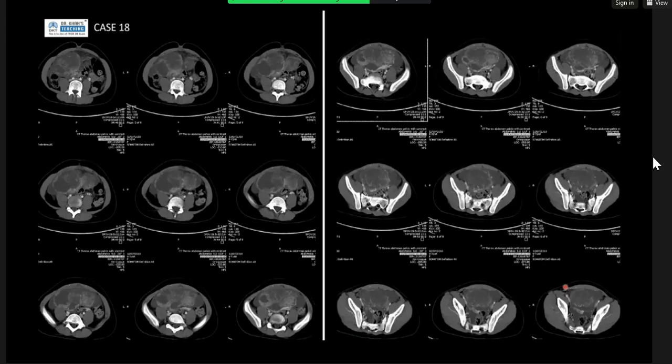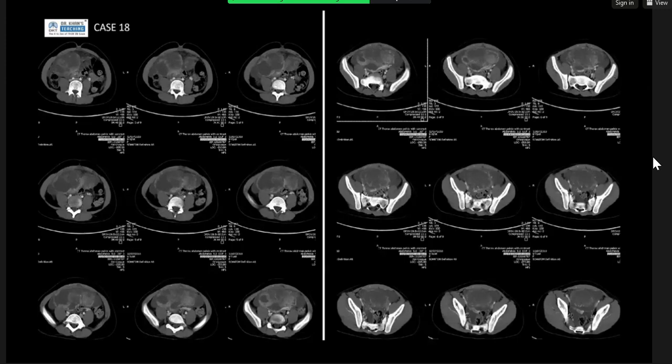I've been provided with serial axial CT sections showing evidence of a heterogeneously enhancing lesion in the right iliac fossa and the intraperitoneal region. There are a few areas of necrosis within, and the lesion is seen to displace the adjacent bowel loops.